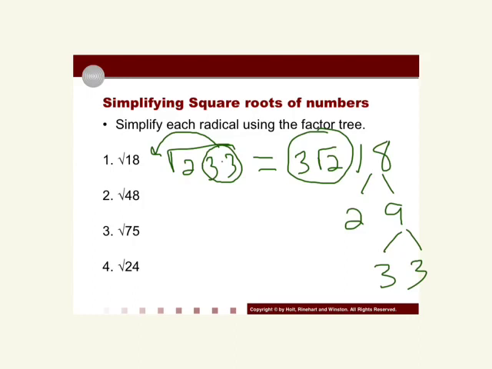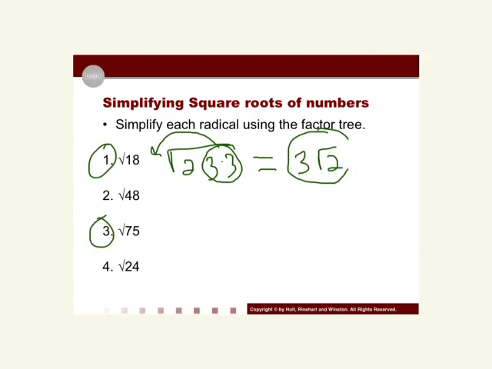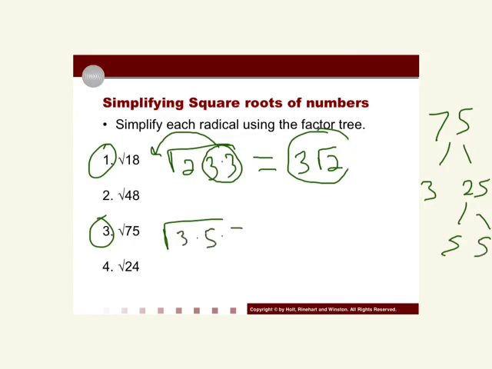Let's do a second example. I'm going to jump down to number 3, the square root of 75. The square root of 75 could be written here as the square root of, and I'll do a factor tree of 75 off to the side. When I think of 75, I think of 3 times 25. And when I think of 25, I think of 5 times 5. So 75 would be 3 times 5 times 5.